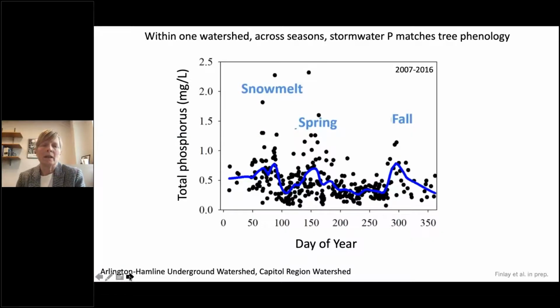Here we're diving in and looking at a single one of these watersheds across the season. Again, this is in the Twin Cities in Minnesota. I'm not sure if I said that, sorry. We have a pronounced snowmelt period that is associated with a peak in phosphorus concentration. But then we see a second peak in phosphorus in the spring, and this is the time of year when we're getting a lot of those flowers and seeds being dropped in the street. And then again, in the fall, we see a peak in stormwater phosphorus concentrations associated with leaf drop.